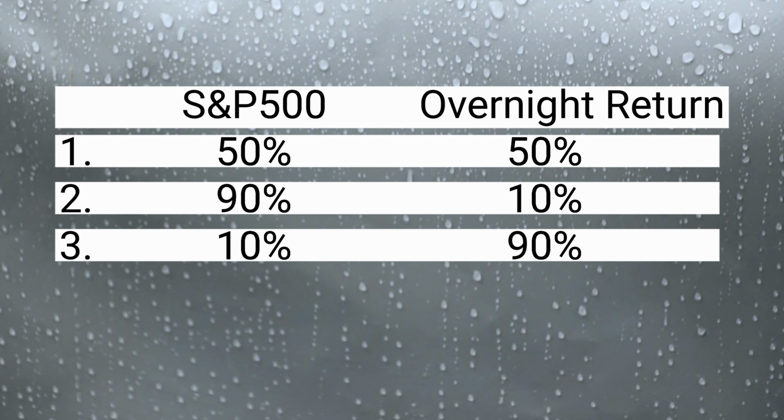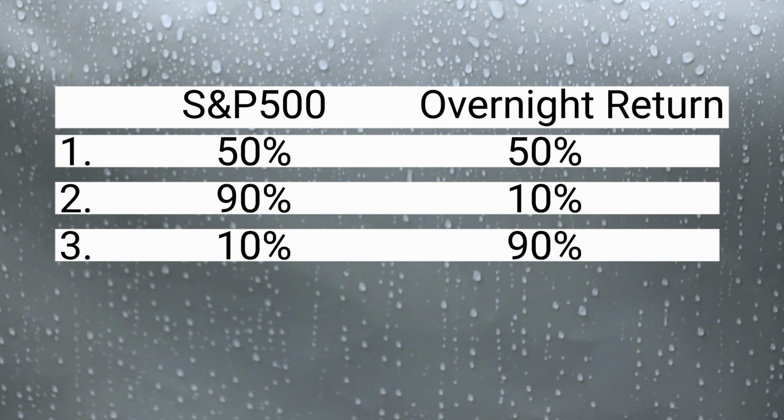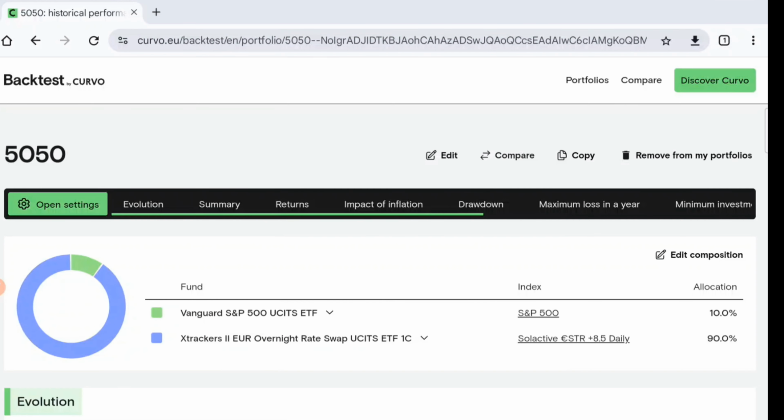So we'll look at three different scenarios. In the first one, we'll split our pension money 50-50, half of it in the S&P 500 and half of it in the overnight return. Then we'll put 90% in the S&P, and in the final scenario, we'll put 90% in the overnight return. And let's have a look how this will fare if we go back over the last 17 years.